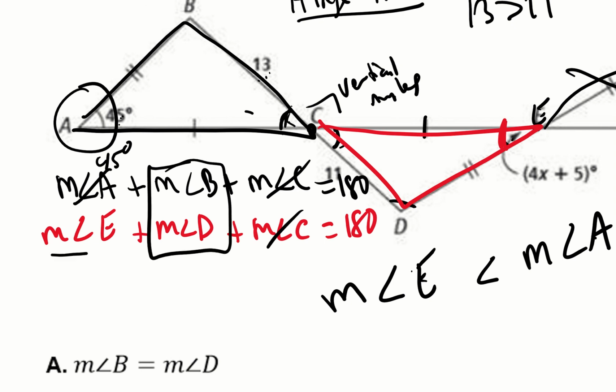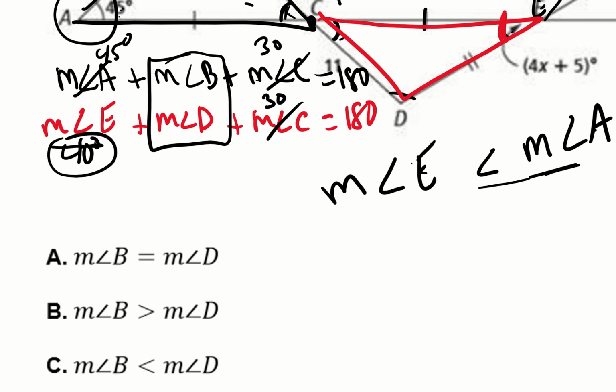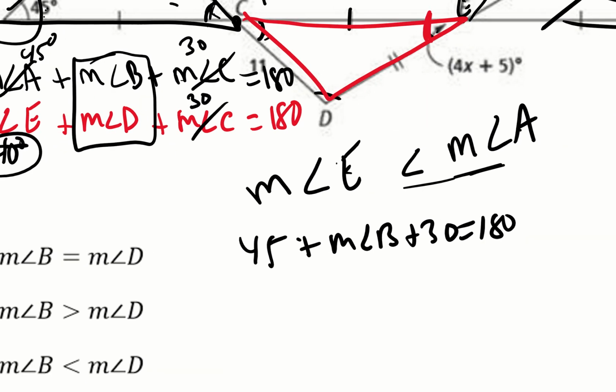We know that angle E is smaller than angle A. So for example, maybe 40 degrees, just as a substitution, just for the purposes of this example here. And so let's make up some numbers here. Let's say that angle C is 30, just for our argument's sake. It doesn't really matter, it's the same number. But let's say it's 30. So we have 45 plus angle B plus 30 is 180. If we were to subtract that 30 over to the other side, that gives us 150.